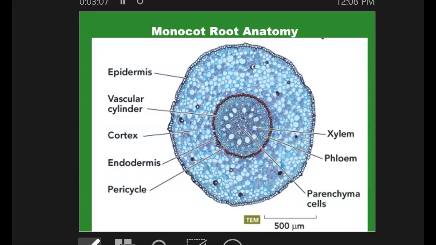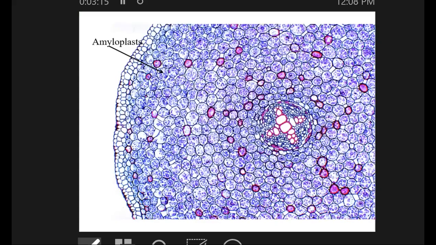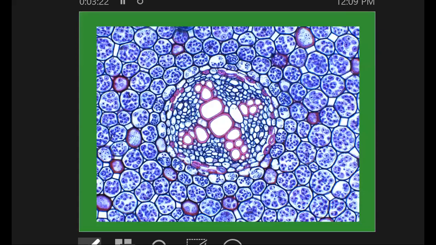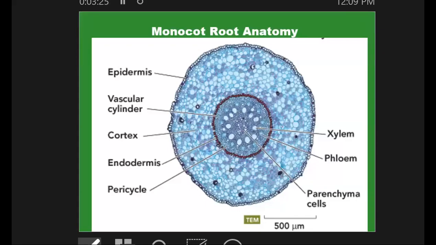The other thing to notice about the vascular tissue in roots is that it tends to be very central to the cross section. Go back to the monocot, that makes a little bit more sense. You don't see this ring of tissue, the xylem, way toward the edge of the frame. You see it more toward the center of this section of the root.